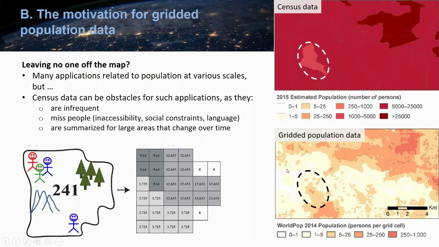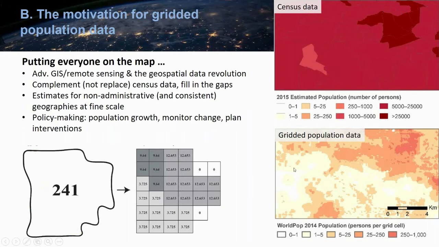The big question is how we can get there. How can we rasterize or grid traditional census data into these kinds of gridded forms of population surfaces? Nowadays, we're using advanced geographical information science and remote sensing technology as well as data, and thus make use of the ongoing geospatial data revolution.